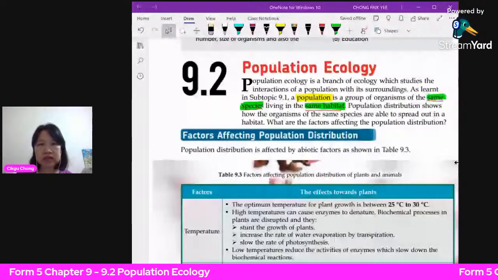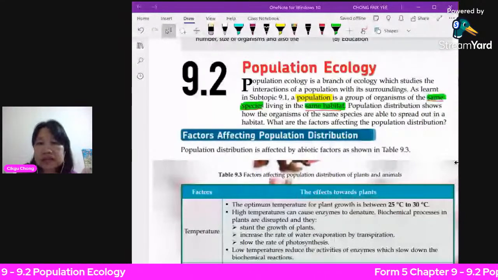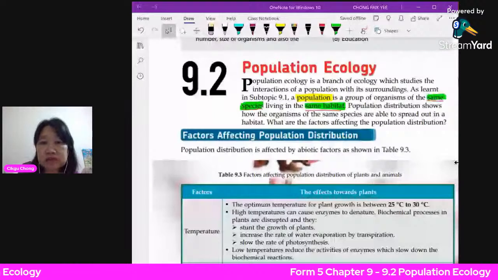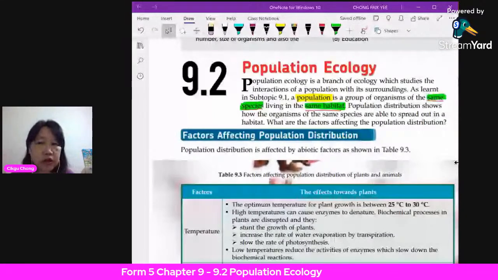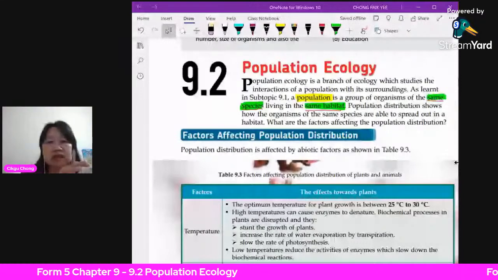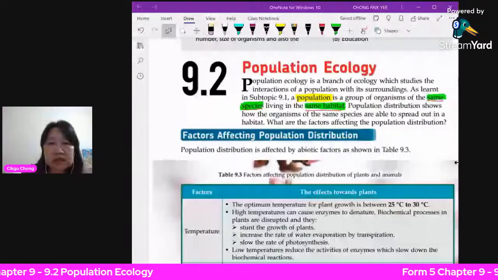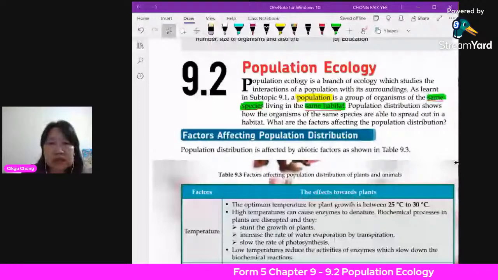So when you talk about density, you must divide by the area. Divide by unit area. So it's always per meter square. How many individuals or how many chickens per meter square. That means in 1 meter square area, there should be how many chickens if you spread all of it out.